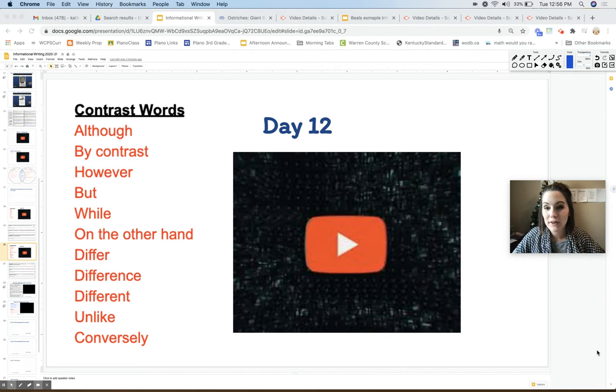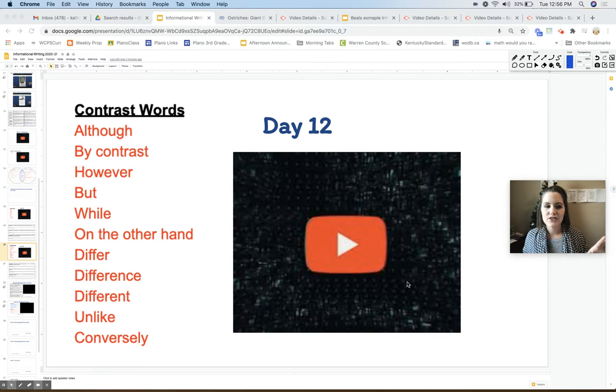So, today we're going to focus on writing 3 more sentences. I know, can you believe it? Just 3 sentences, that's it. These are going to be contrast sentences. We're going to write sentences about how our animals are different.